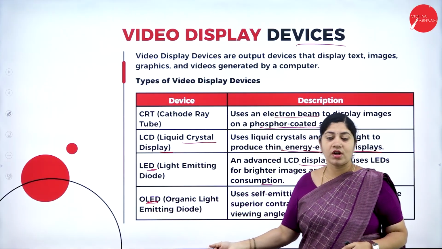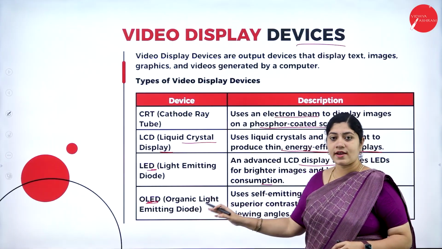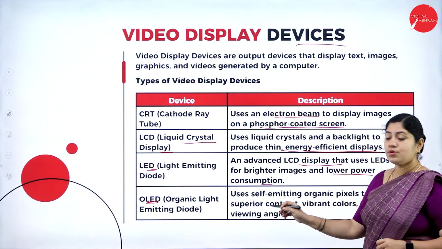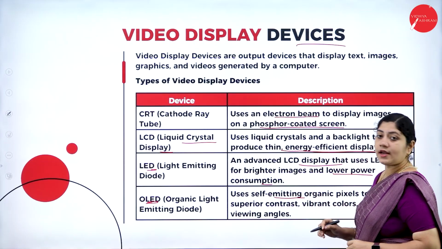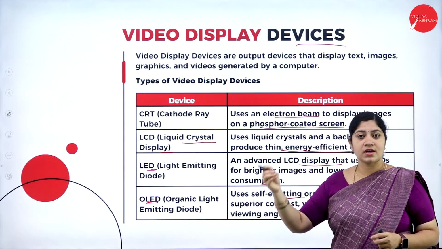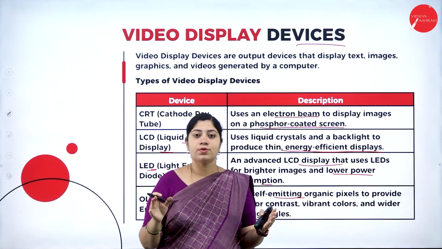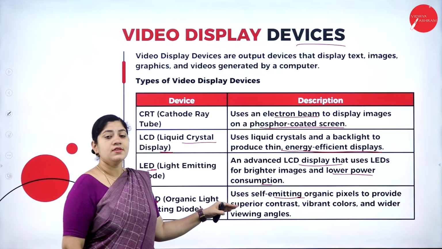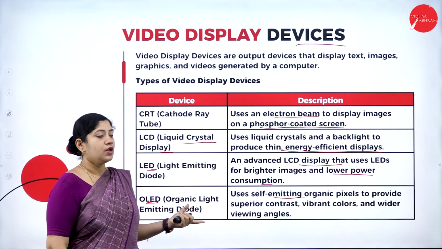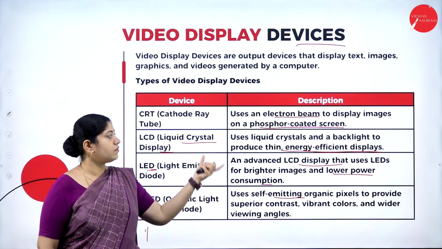The next device is OLED. This is an advanced device which is called organic light emitting diode. Okay, OLED. Now, it uses self-emitting organic pixels in order to provide contrast and vibrant color. Along with it, it also provides a wider viewing angle. Okay, so that's why this is the most advanced form of display unit or display device. So we have learned here what the various display devices are and their descriptions.